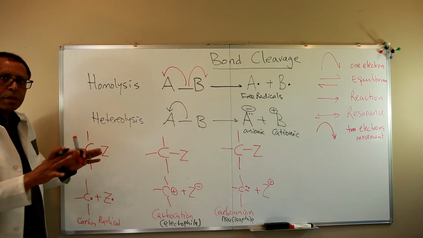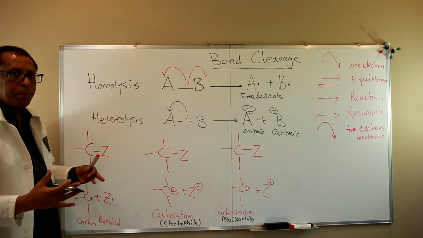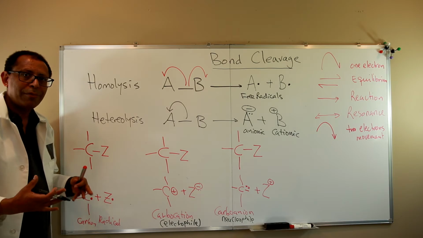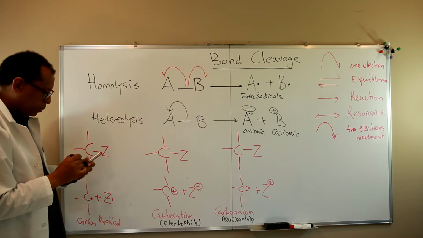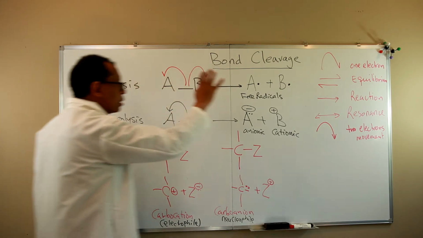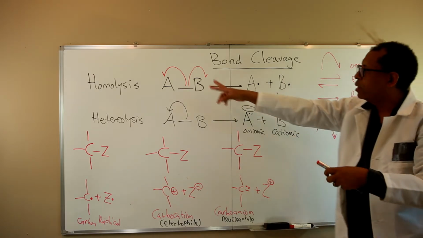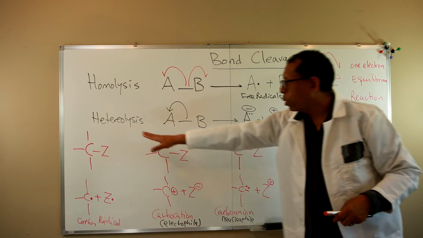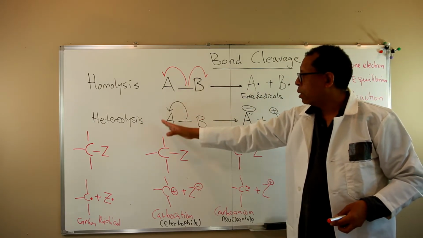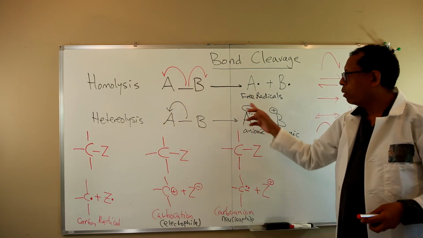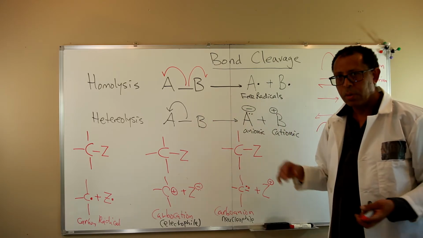So now, this is where we should be starting to understand how a bond breaks and what kind of species is being formed, which is important in understanding reaction mechanisms. As a review, homolysis gives you free radicals. It's an equal separation, a single electron movement. Heterolysis is a two electron movement. It could be either this way, where A carries all of the electrons, or the other way, where B carries all of the electrons.